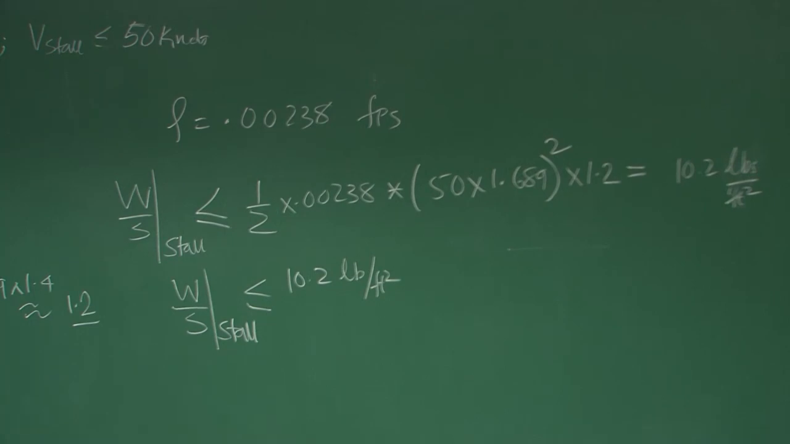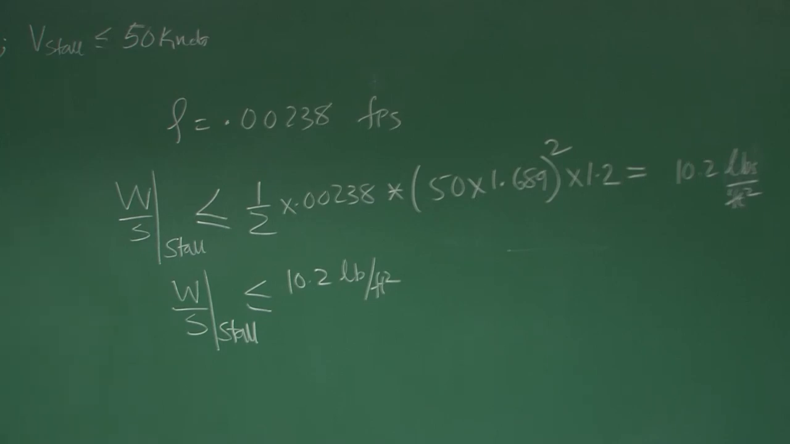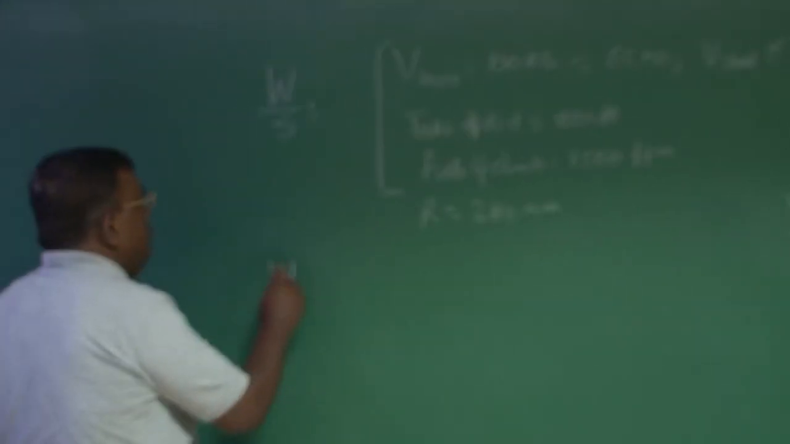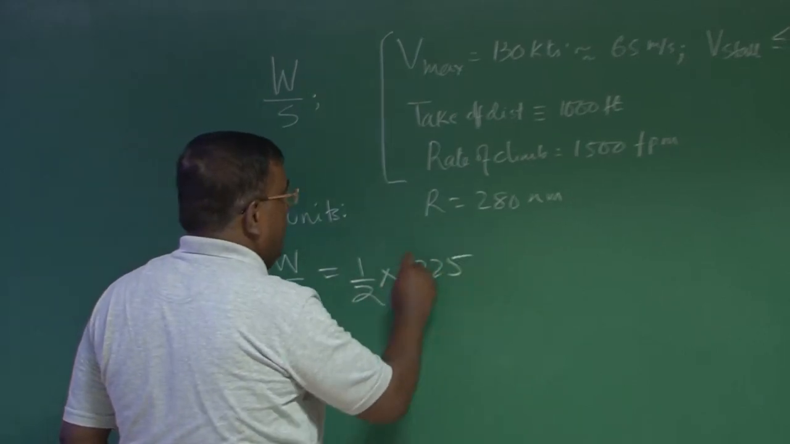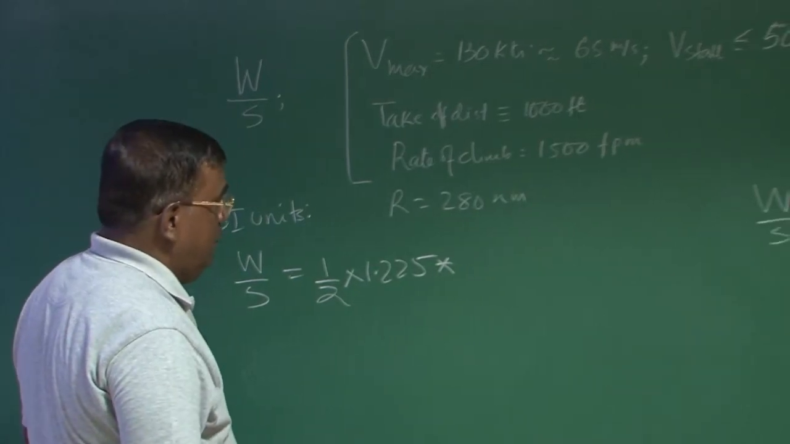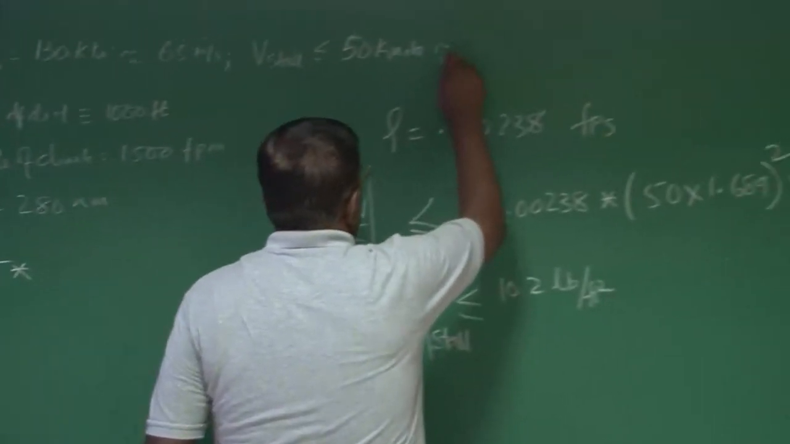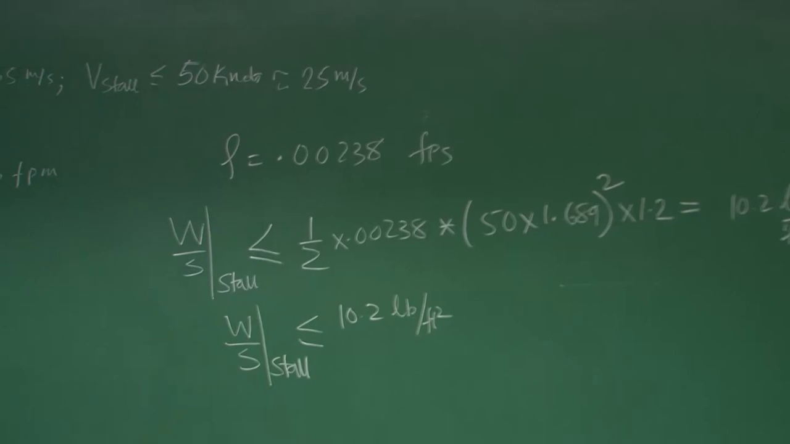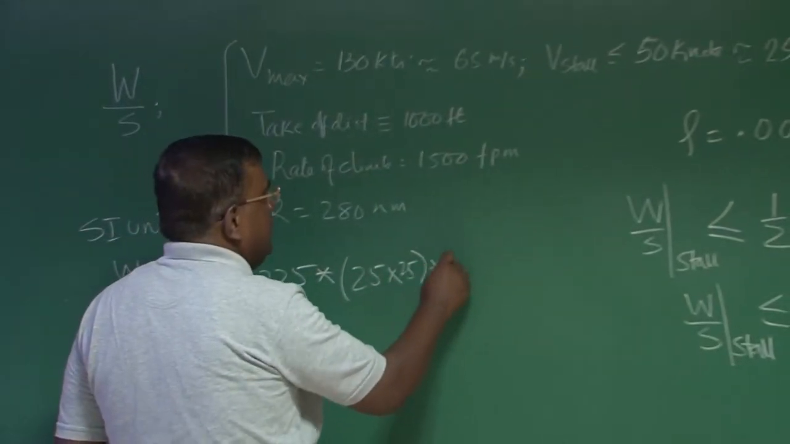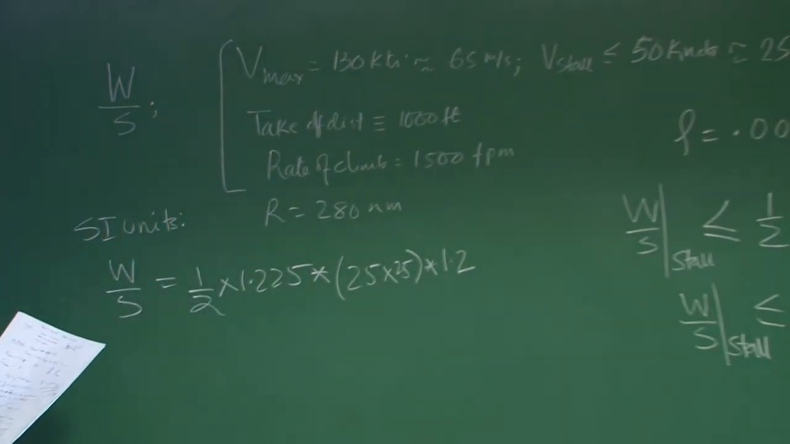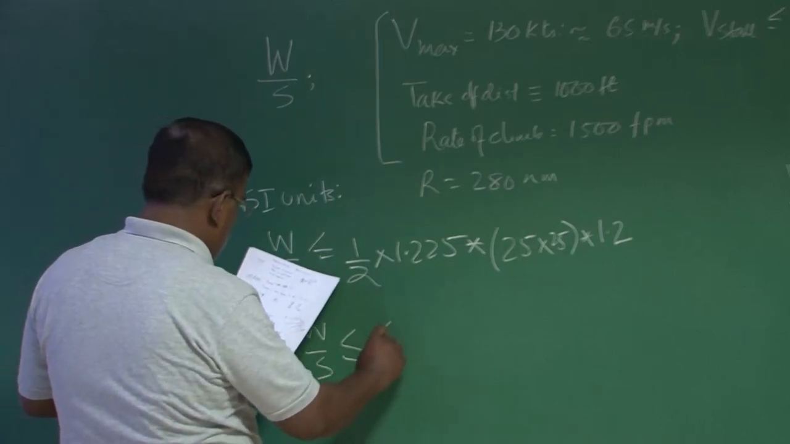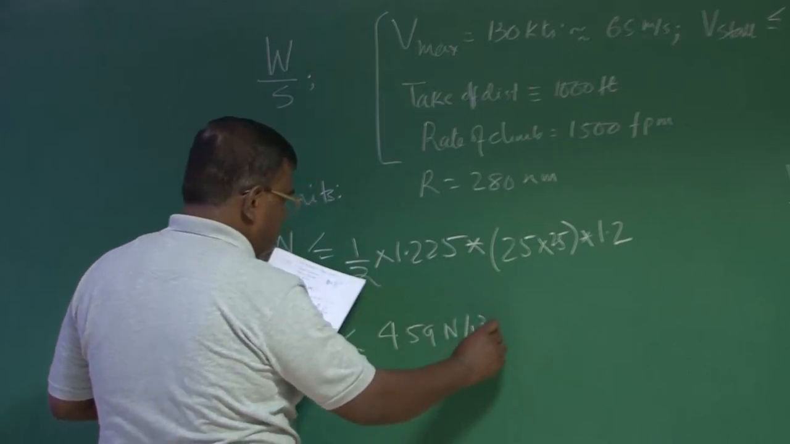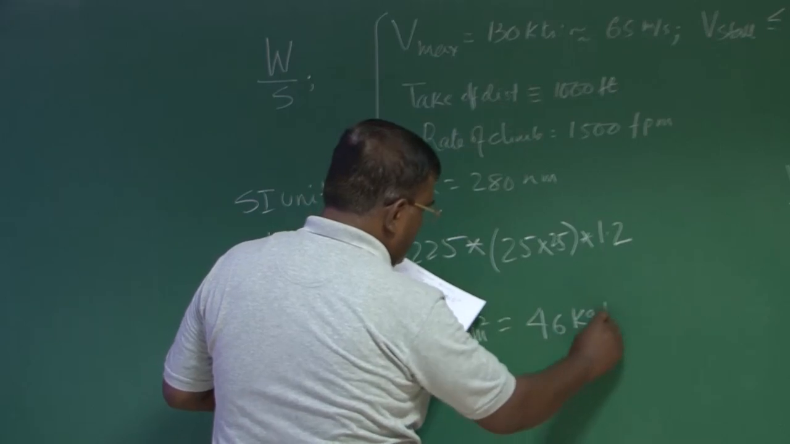Same thing, if I want to get a feel in terms of kg per meter square, it's not difficult. I know W by S. I am now doing it in SI units, equal to half, let's say it is sea level, so half rho is 1.225 into V square, V is 50 knots, V stall, 50 knots means roughly 25 meter per second. So half rho V square, which is 25 into CL max, which is 1.2. So that will give me W by S less than or equal to around 459 Newton per meter square, which is equal to roughly 46 kg per meter square.